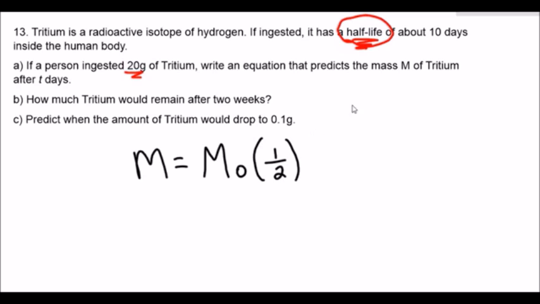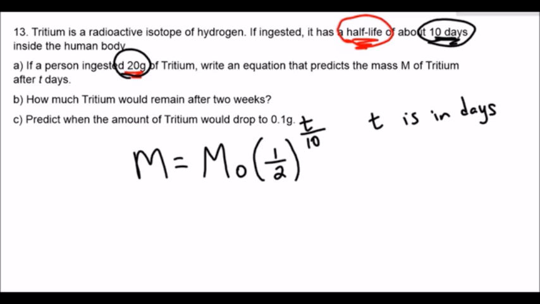And how long does it take? Well, it takes 10 days to get one half-life period out of the way, so t over 10 would be my exponent. And I need to specify here that t must be in days, and that's because the half-life period is in days. So this equation would let me calculate, based on how much someone ingests of this isotope, how much they would have after a certain amount of time.